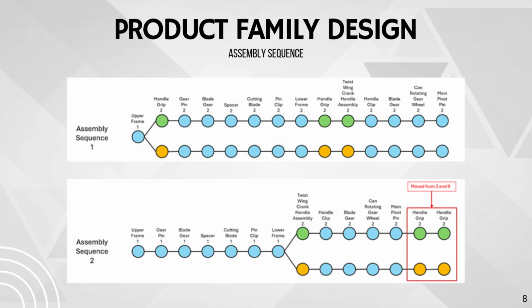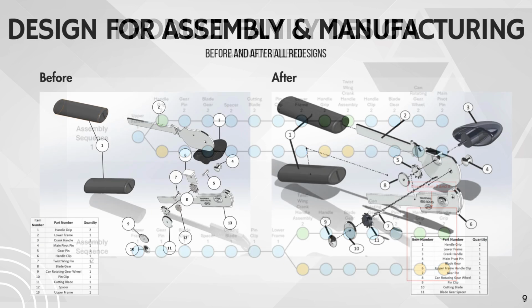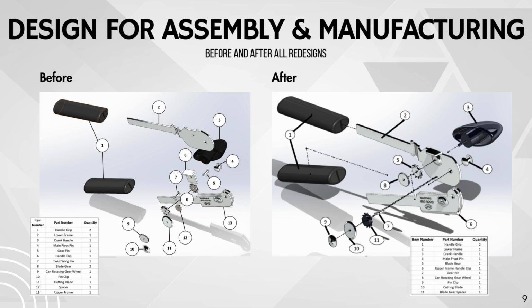Original and modified assembly sequences are shown on this slide, and the bottom sequence shows the components moved to later in the sequence to allow for delayed differentiation to accommodate both product variants in the most efficient way. Here we can see the exploded views for before and after the redesign. The upper frame and handle clip were combined, the blade gear and spacer were combined, and the crank handle and twist wing pin were combined. More changes will be discussed further in the presentation.